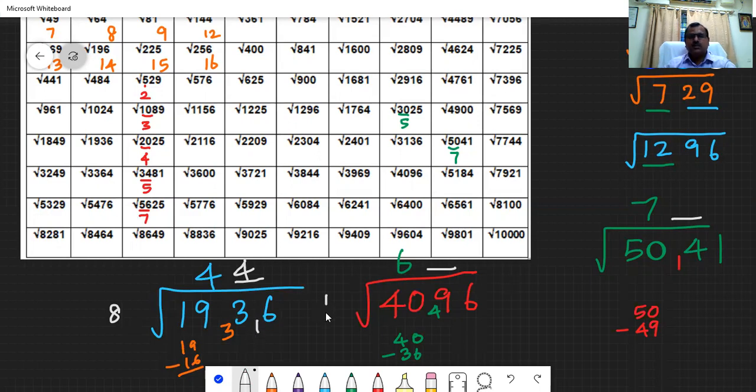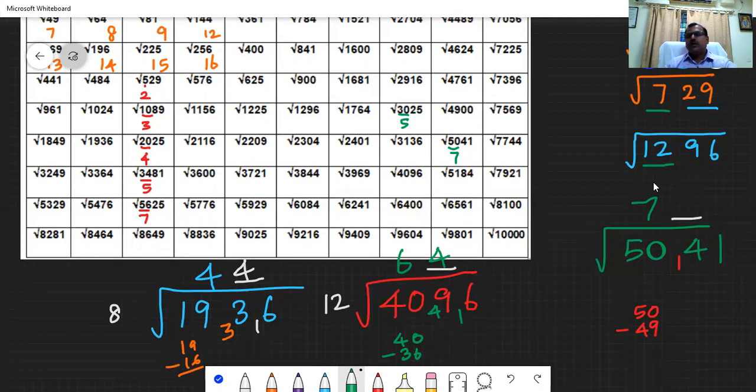Come to this part. Twice 6 is 12. How many 12s do you have in 48? 4 twelves are 48. Remainder 1. Number of 12 in 49 is 4. 4 twelves are 48. Remainder 1, 16.